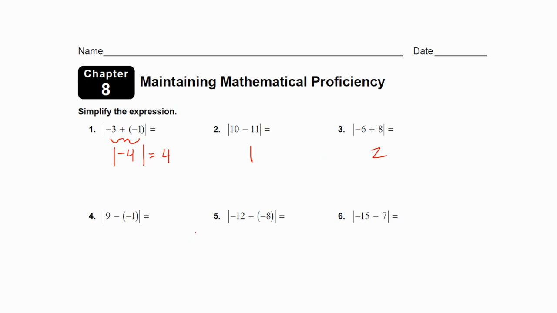How about 4, 5, and 6? I'm just moving quickly here. This one should have been 10. The next one should have been +4. And the last one should have been +22. Remember, all your answers are positive because the absolute value happens last.